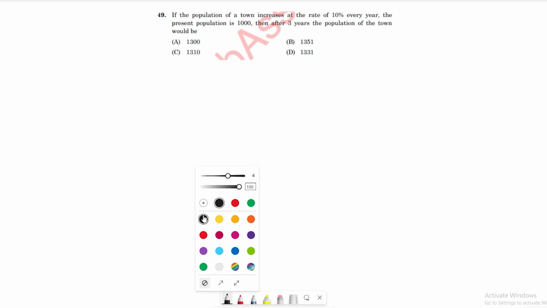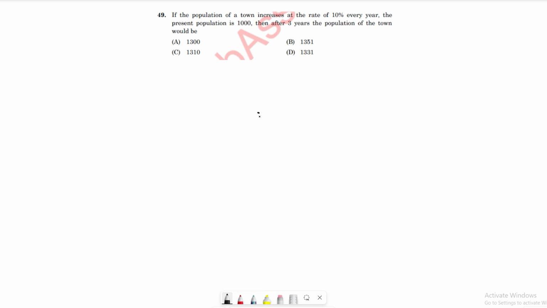Okay, so today's first question is about a population question, that is, if the population of a town increases at the rate of 10% every year, the present population is 1000, then after 10 years the population of the town will be what? So this is the question.